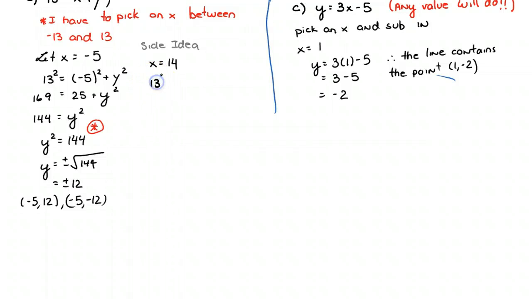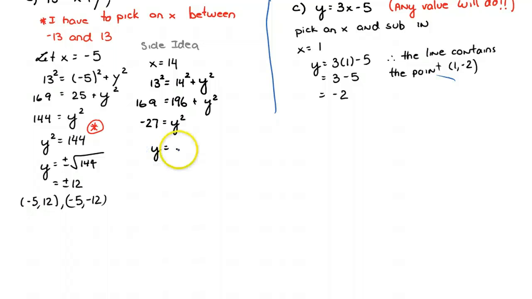So we get 13 squared is equal to 14 squared plus y squared. 169 is equal to 196 plus y squared. Is that neat? 13 squared is 169, 14 squared is 196. Fun little algebra. A little bit of interesting stuff there. So then if I do a little bit of rearranging here, we get 169 minus 196, and we get negative 27 equals y squared. So y is equal to the square root of negative 27. And if you get your calculator out and try to substitute this in, you're going to get an error.